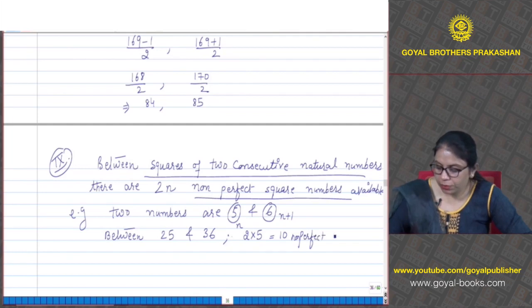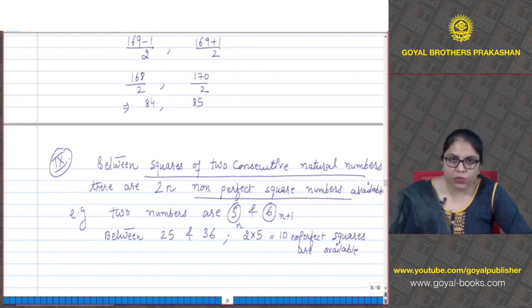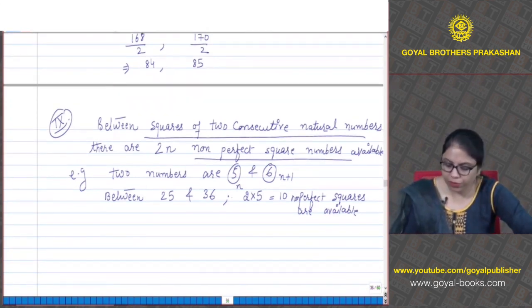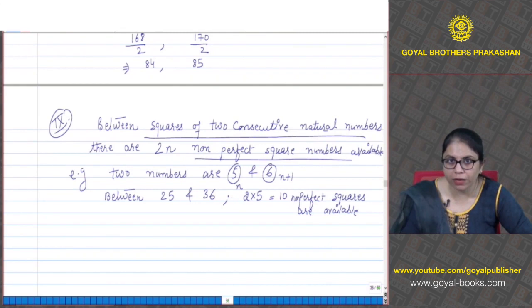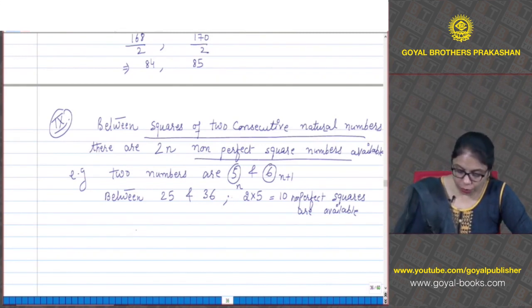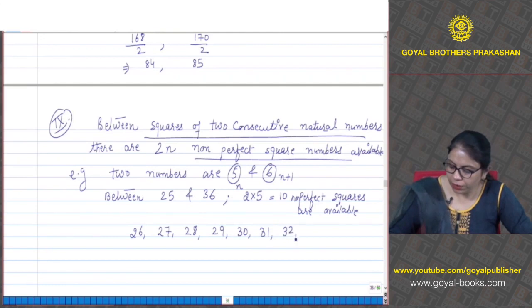non-perfect squares are available. See how, between 25, this is the perfect square of 5, and 36, this is the perfect square of 6. So between these two numbers, how many numbers are available which are non-perfect square? 26, 27, 28, 29, 30, 31, 32, 33, 34, 35. That is 1, 2, 3, 4, 5, 6, 7, 8, 9, 10.